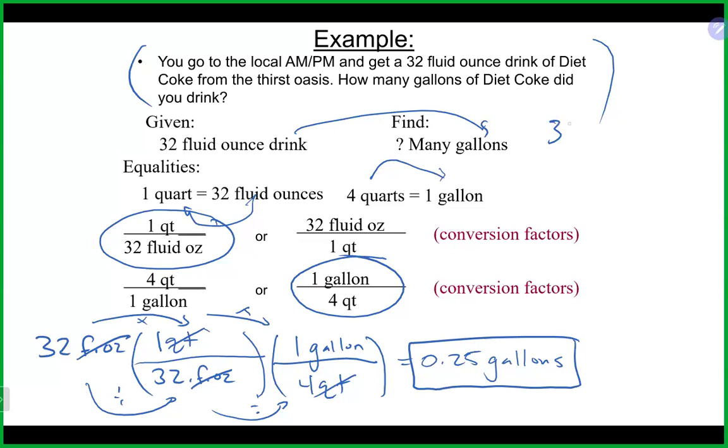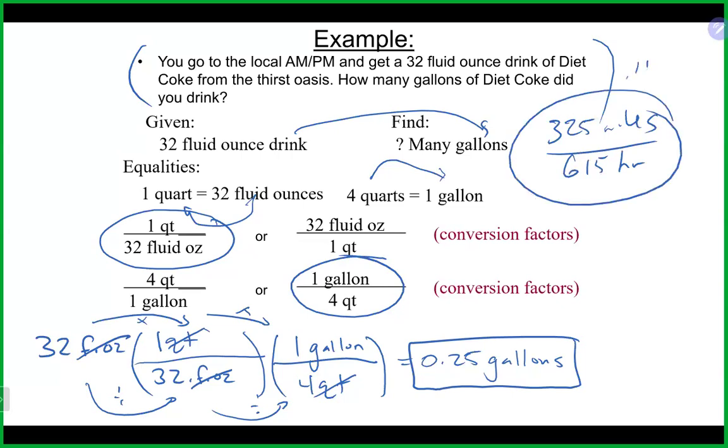But I've had people write something like 325 miles over 615 hours. I'm happy with my answer until they get the X. Yes, so don't do that. Divide it out. Never leave an answer sort of in a fraction. Make sure that you do get it to a number.